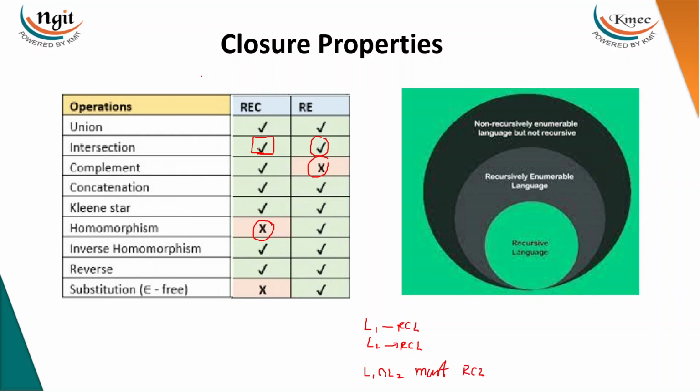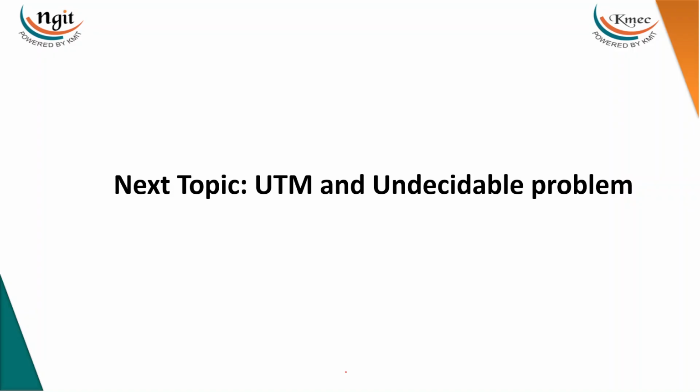What about this not closed under? See, if L is a recursively enumerable language, then recursively enumerable languages are not closed under complement, which means the L complement may or may not be a recursively enumerable language. We cannot give a conclusion. Right? So this is about recursive languages and recursively enumerable languages. The next video will discuss the universal Turing machine and undecidable problems.